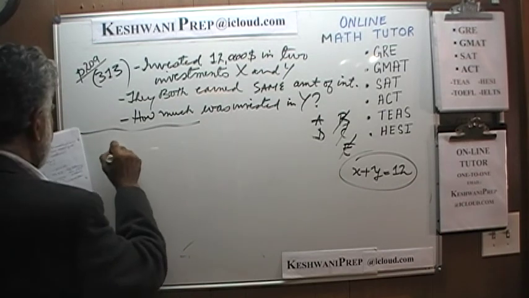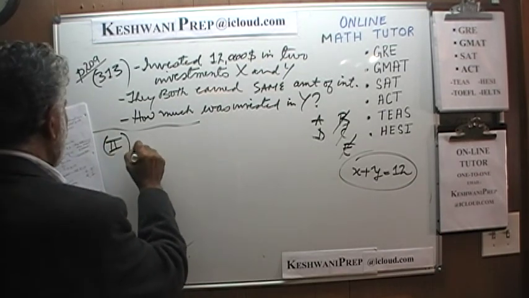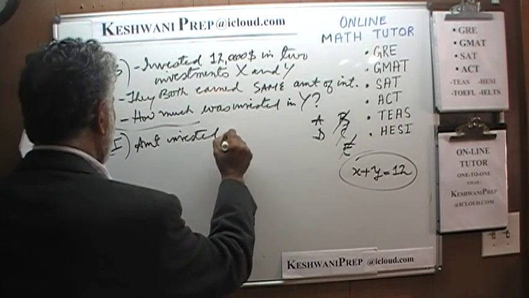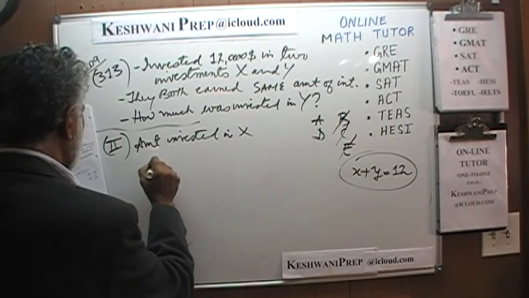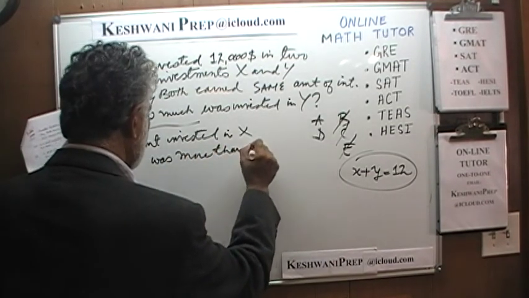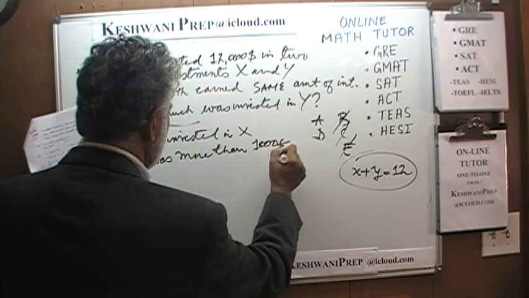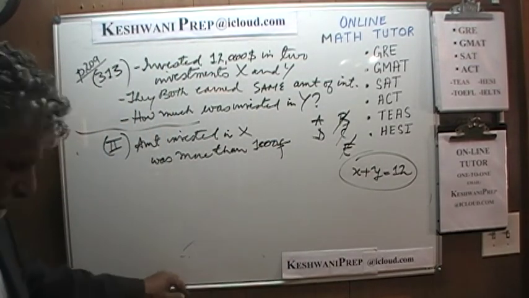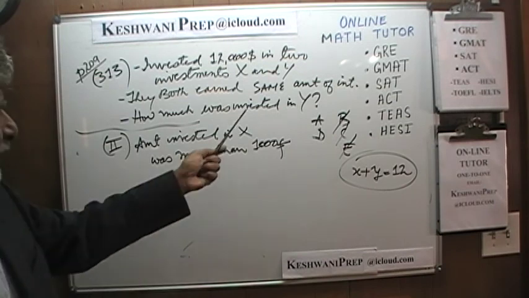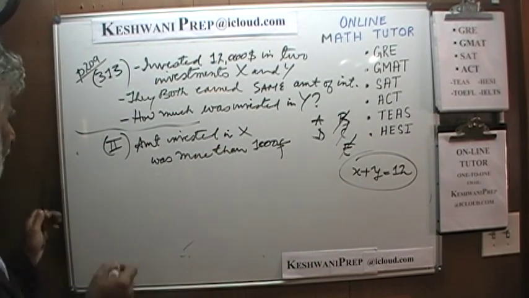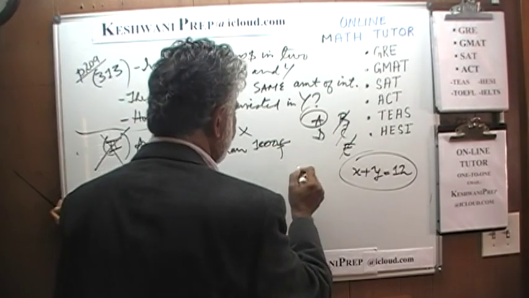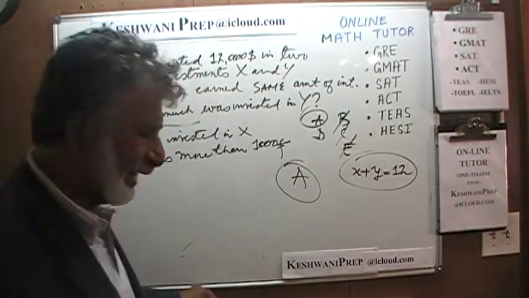The second statement says the amount invested in X was more than $1,000. That's just too silly. Simply knowing that you invested more than $1,000 in X is not going to tell us how much you put in Y. Second statement by itself is not enough. The answer is A.